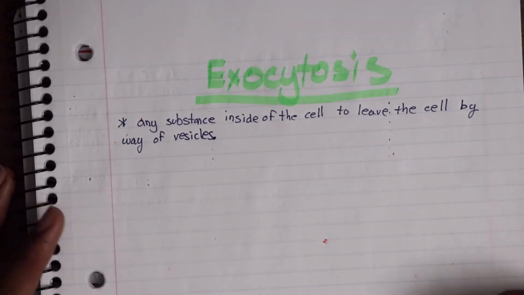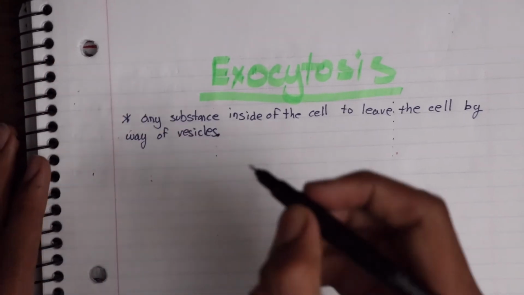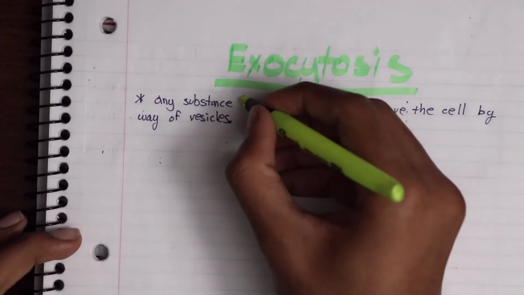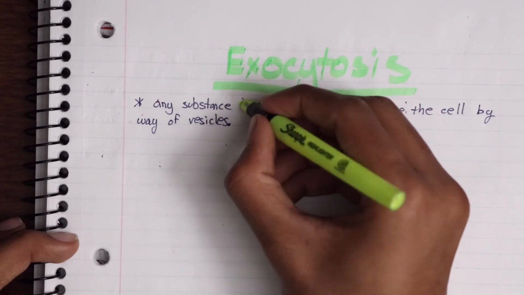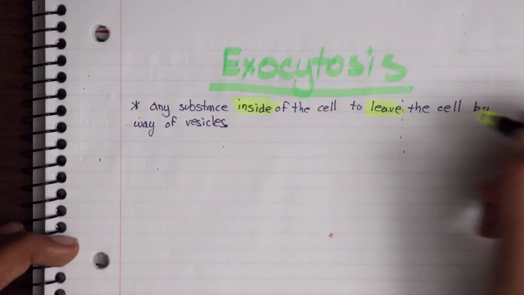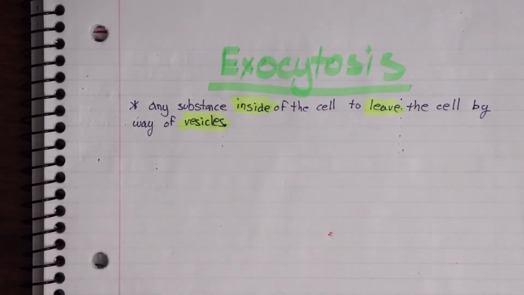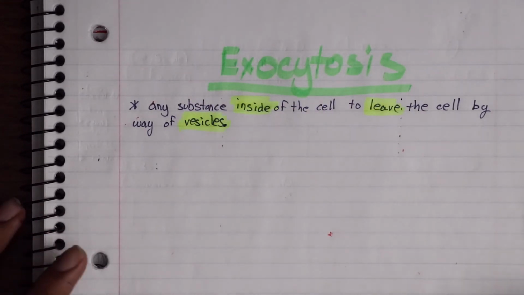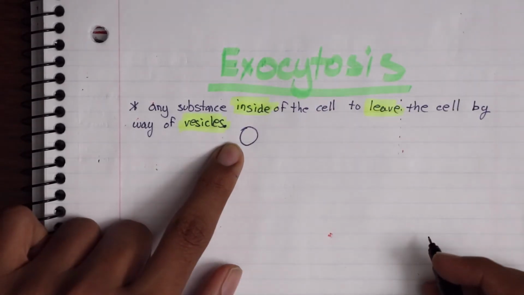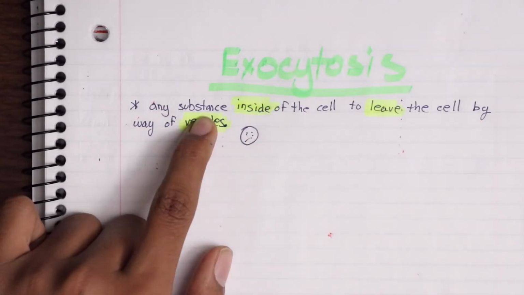Now, that's a lot of words. So let's break it down. Any substance or anything inside of the cell. So this is going to be inside. And that's with exocytosis. To leave the cell by vesicles. If you don't know what vesicles are, they're basically like a mini cell. It doesn't have organelles and stuff, but it's just membrane bound, and it's inside of it. That's a vesicle. It's inside of the cell, and it has stuff inside of it, the substance.